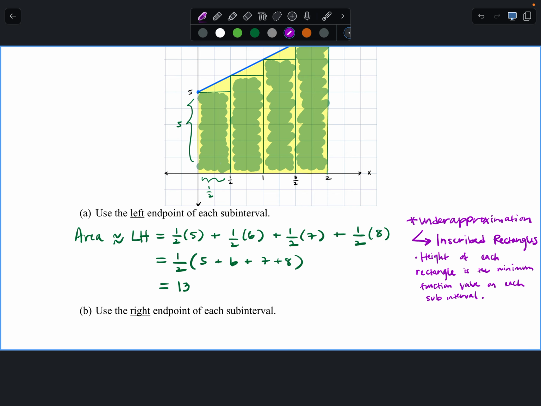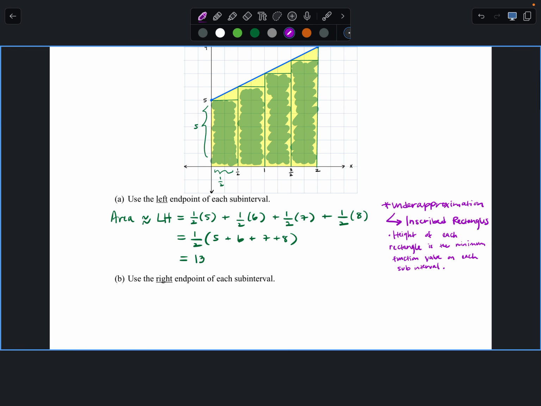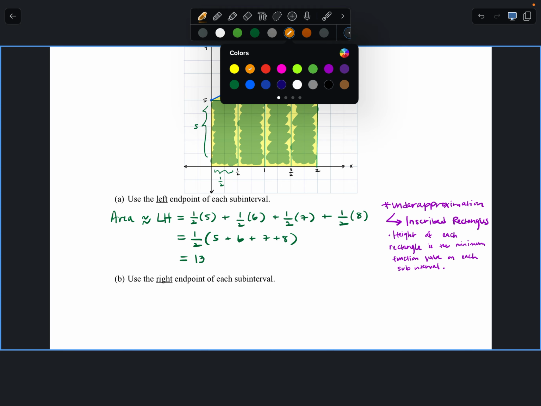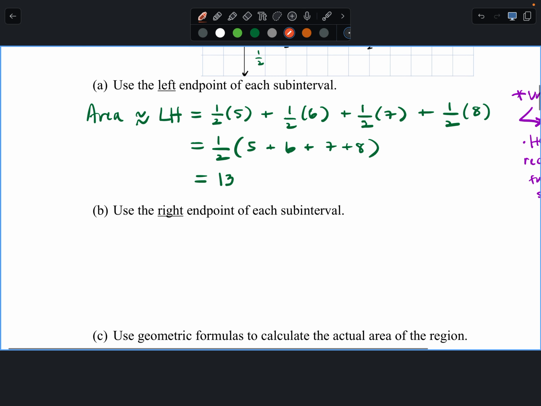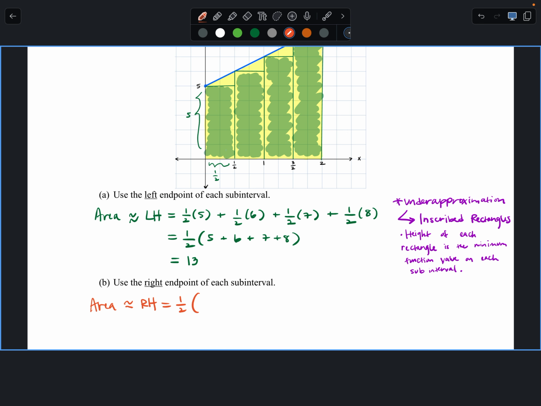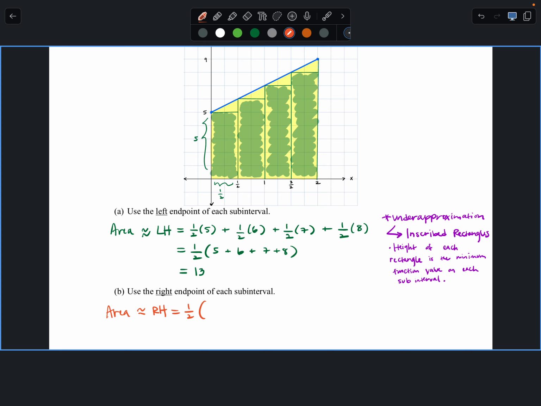Okay, next we are going to approximate the same area, but using the right endpoints of each subinterval. So I'm going to call that a right-hand approximation, or RH. And I know the width of each rectangle is still going to be 1/2, so I'm just going to have that 1/2 factored out, and then I'm going to look at what the height of each rectangle would be.